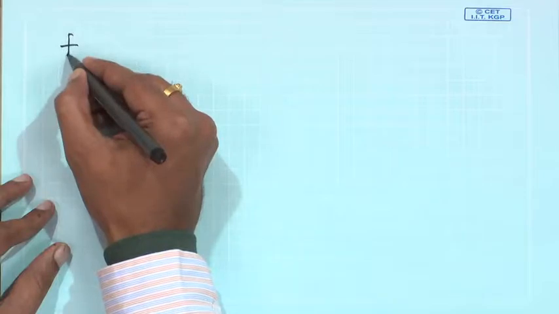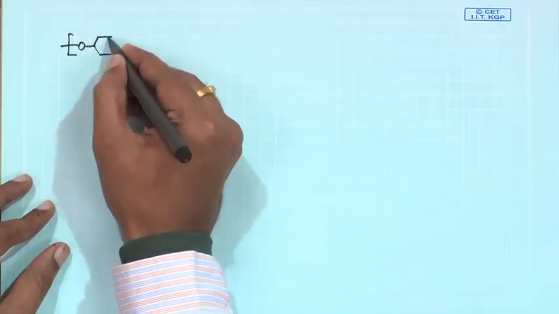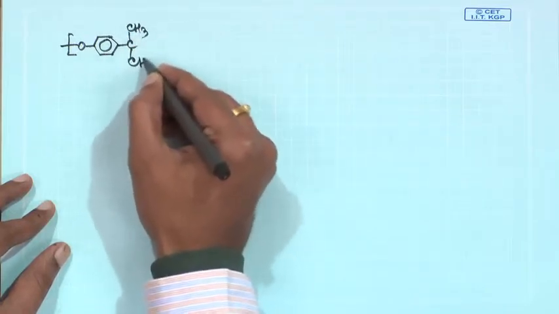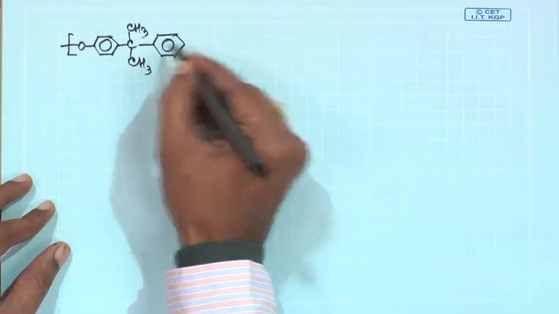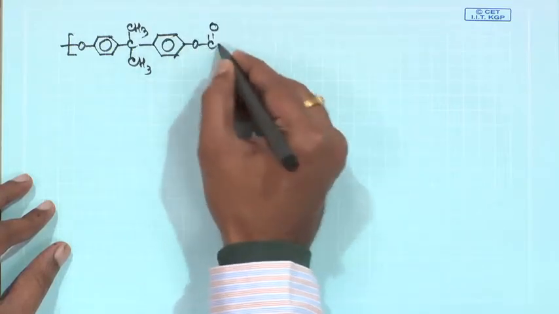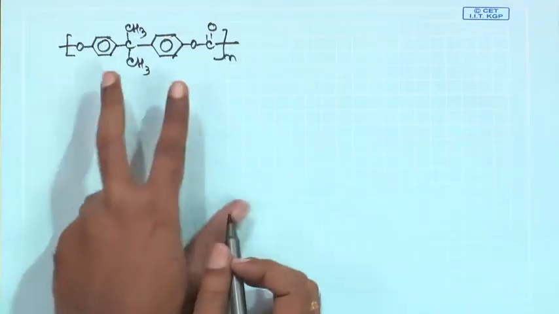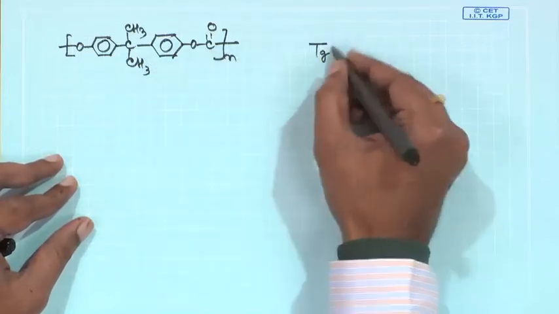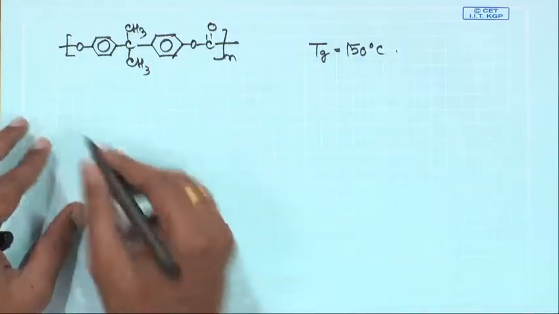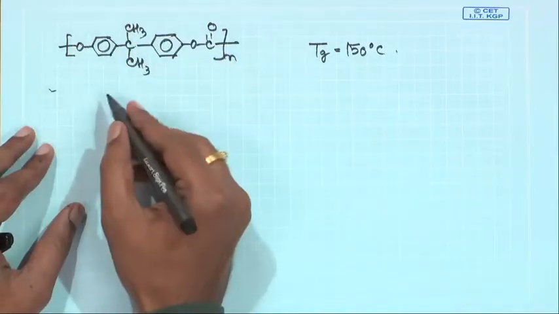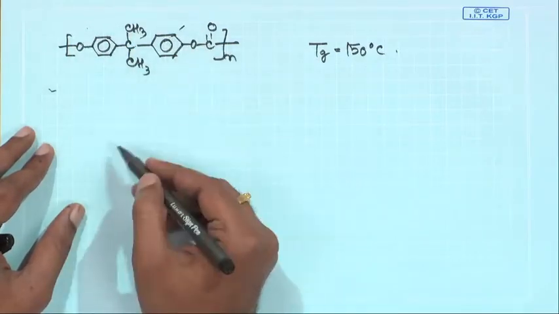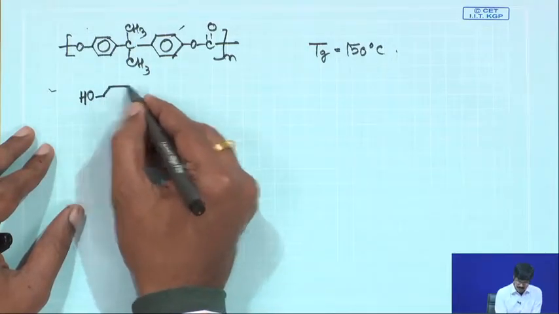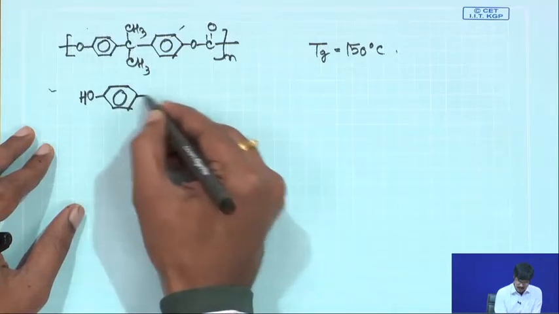In order to have the basic structure, allow me to draw the structure of your parent bisphenol A polycarbonate once again. Okay. So, now we want to increase the rigidity of this particular backbone, because we want to increase the Tg. So, the Tg of this is around 150 degrees Celsius. So, one approach could be to introduce more bulky substituents on this aromatic ring. So, you could potentially start with this derivative of bisphenol A.